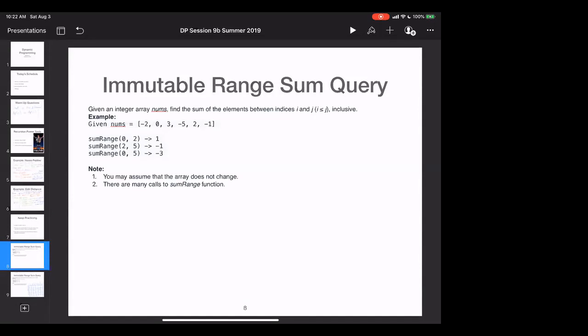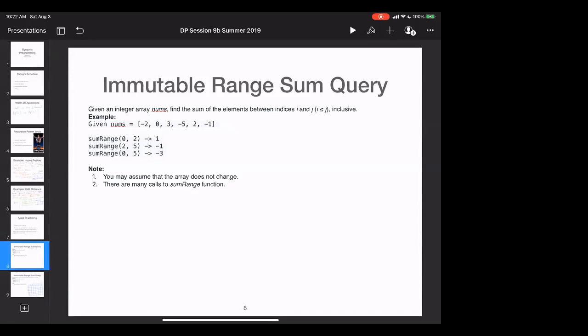So given the nums in the example, the sum of the range from the first index, which is the 0th, and the second is 1. So you would add -2 to 0 to 3, and you get 1.